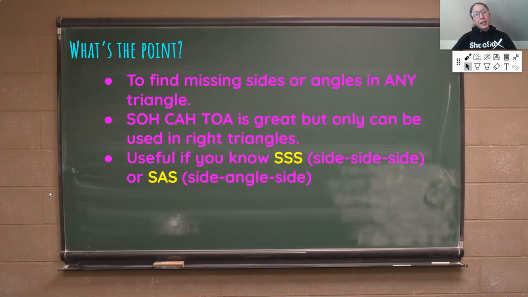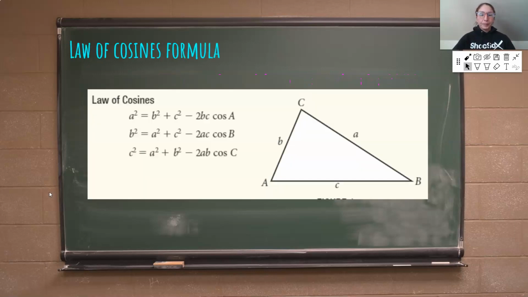Law of sines is great, but that only takes care of the SSA case as well as the AAS case. So what if we only knew all the sides, or two sides and the angle between them? Law of sines wouldn't help us here, but law of cosines does. This takes care of every single case you may have. So now, equipped with the law of cosines as well as the law of sines, you can find any missing side or angle in your triangle.